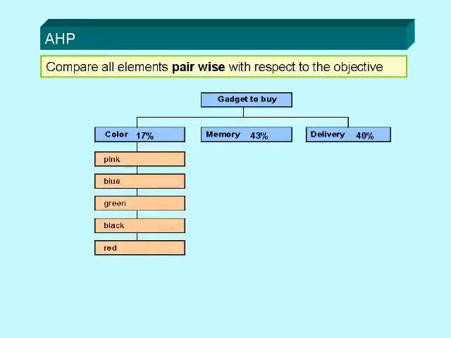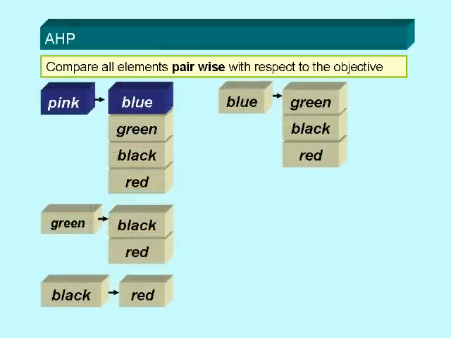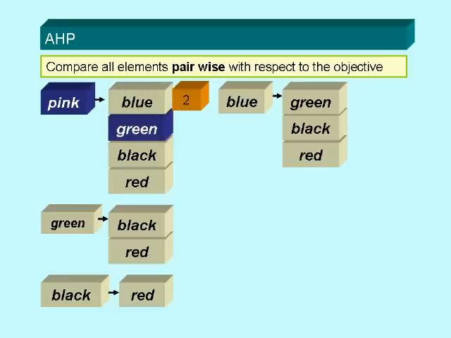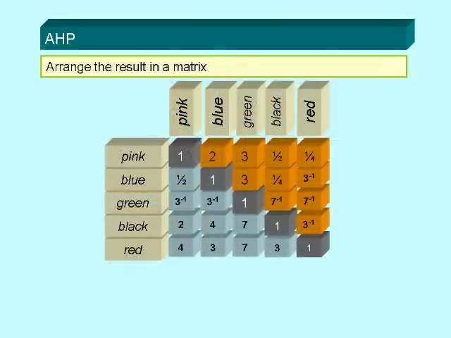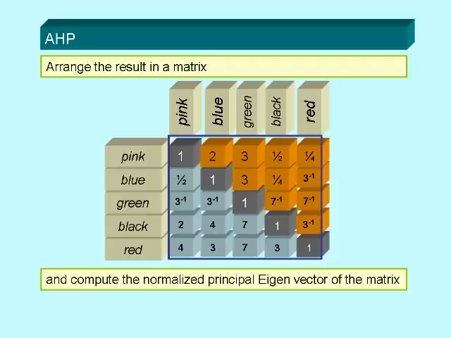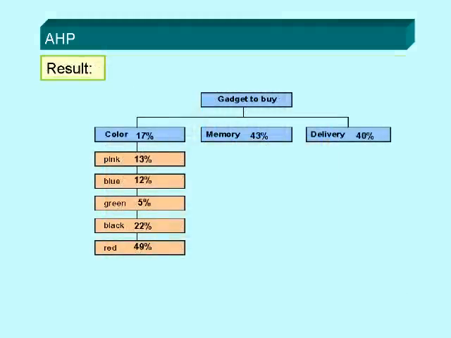Now you make the same pairwise comparison for the sub-criteria, in this case the different colors. For example, you compare the pink color with blue color. You think pink is 2 times nicer than blue, so you put in a 2. Pink compared to green, in your opinion, is pink 3 times better than green, and so on. In total, because you have 5 criteria, you need to do 10 comparisons. Again, you arrange the result of the comparison in a matrix and compute the normalized principal eigenvector of the matrix. As a result, you will get the percentages as shown here.